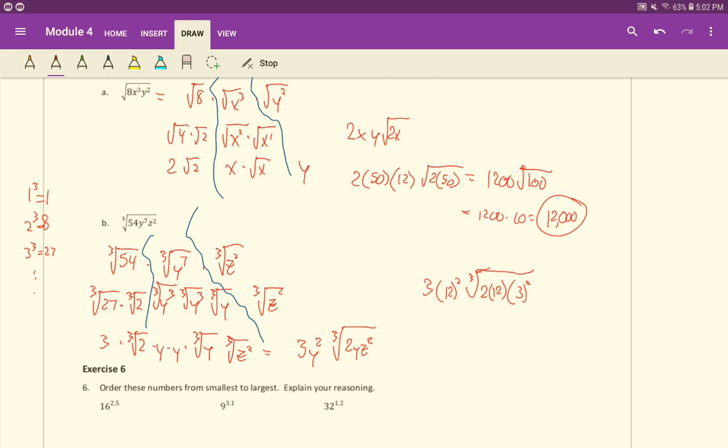Okay, 12 squared is 144, and then 3 times 12 squared is 432. Cube root, 2 times 12 is 24. 24 times 9, 216. Okay, the cube root of 216 is 6. So this is 432 times 6, or 2,592.